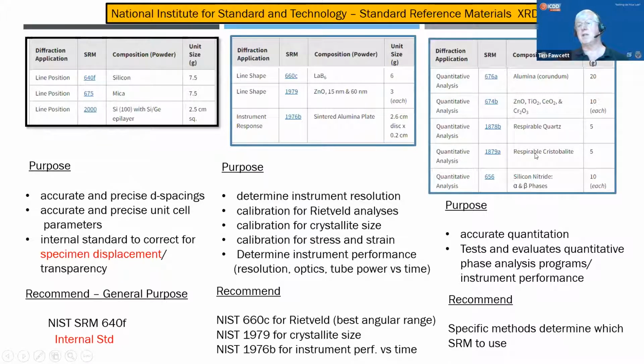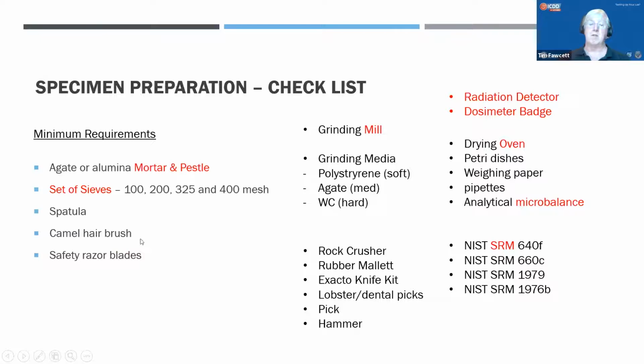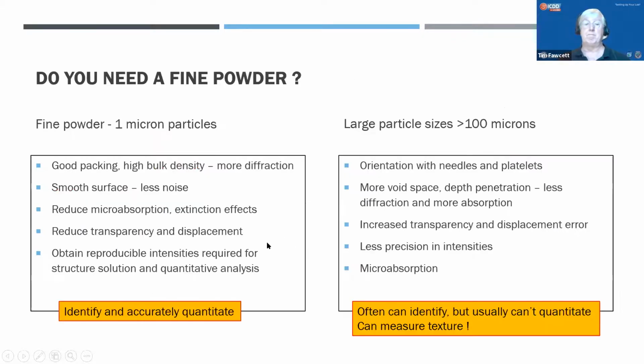In quantitative analysis, it may be depending on what kind of things you're doing. Here's your respirable silicas. Alumina is used for the RIR method. So if you do some of those measurements, you might want to get that particular sample. So then we have this bigger list. What I have in red is the equipment. What I have in black is most of the accessories that you want. But this is a general good list that would be common to any of those labs that we talked about.